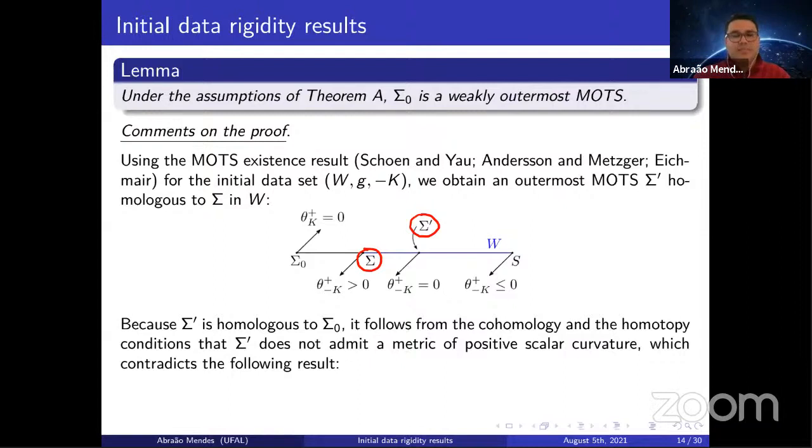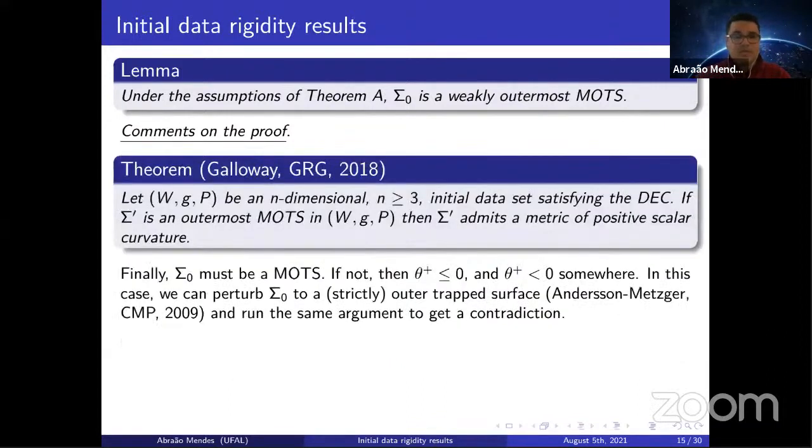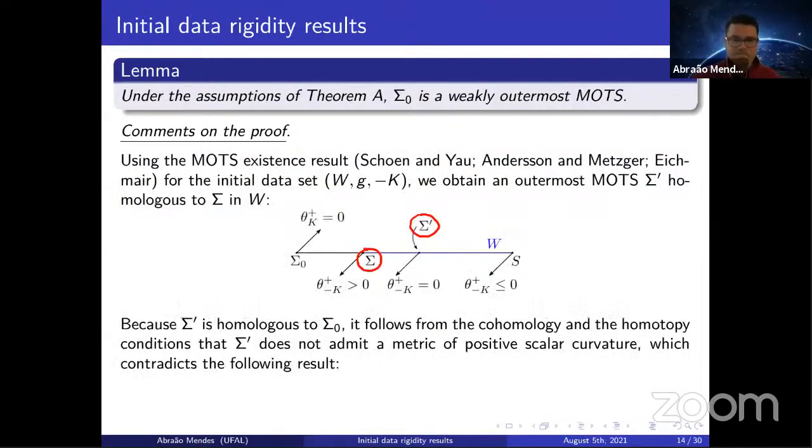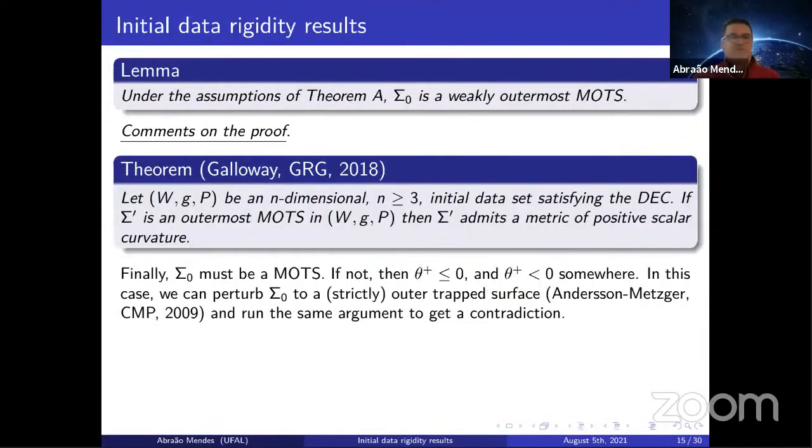we have that sigma prime doesn't admit a metric of positive scalar curvature, which contradicts the following result by Greg. So Greg's result says that if you have an initial data set of dimension n greater than or equal to 3, satisfying the dominant energy condition, and you have an outermost MOTS, sigma prime, then it has to admit a metric of positive scalar curvature, okay? Then we get a contradiction. In this case, if sigma naught is a MOTS, it has to be weakly outermost.